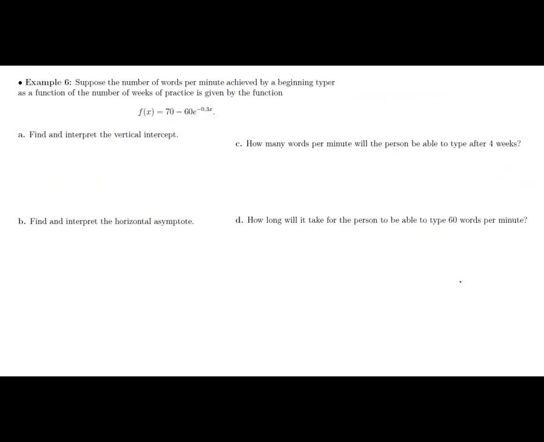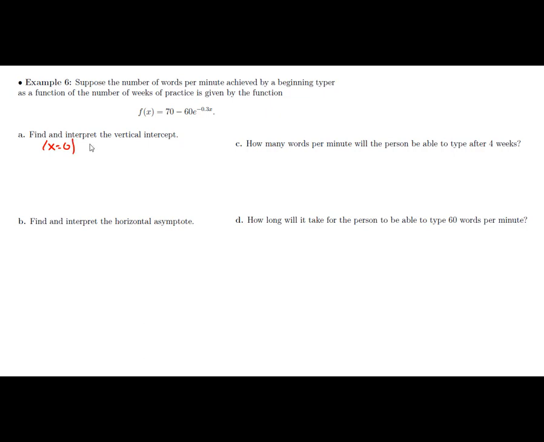All right, so in example 6, let's suppose the number of words per minute achieved by a beginning typer as a function of the number of weeks of practice is given by the function 70 minus 60 times e to the negative 0.3x. So what we're going to do here is I've given us a function, and let's see if we can interpret the important parts of it. So it says find and interpret the vertical intercept, right, or the y-intercept.